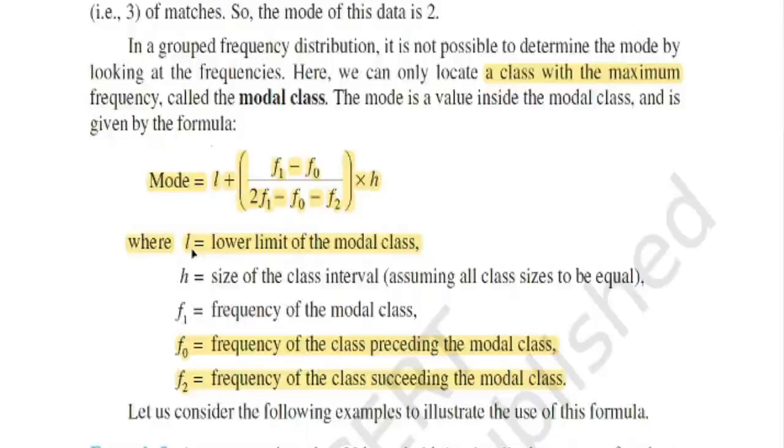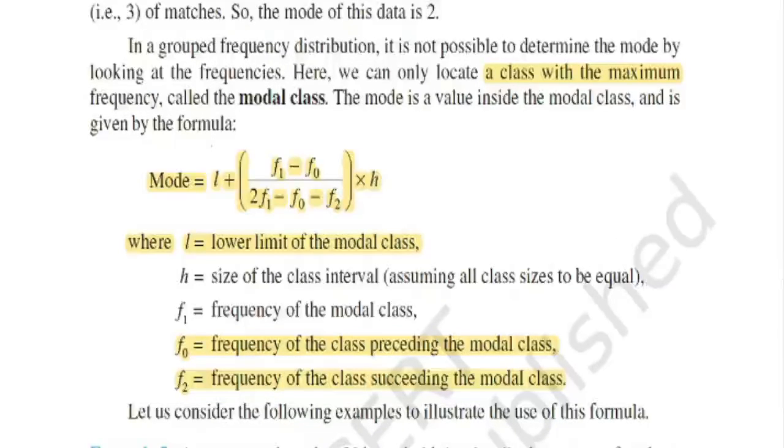First one is L. Remember, L is the lower limit of the modal class. Then H, the class size. F1, the frequency of the modal class. F0, the frequency of the class preceding the modal class, and F2, the frequency of the class succeeding the modal class. Then we can apply this formula. Mode equals L plus (F1 minus F0) divided by (2F1 minus F0 minus F2), into H, multiplied with the class size.